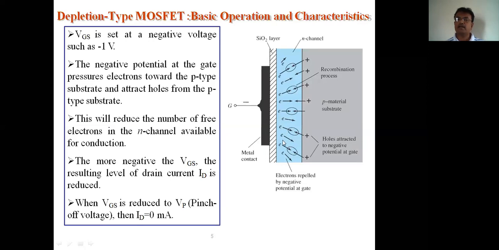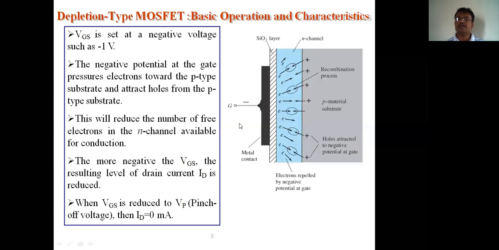Still the mobile carriers, the electrons, decrease, and current decreases. Increase to -3, -4, -5. At a certain voltage, all electrons will recombine here. No electron can reach from source to the drain. The current becomes 0. The voltage at which drain current becomes 0 is called VGS off or VP, the pinch off voltage. It's because the channel is pinched off. No carriers will be there here.